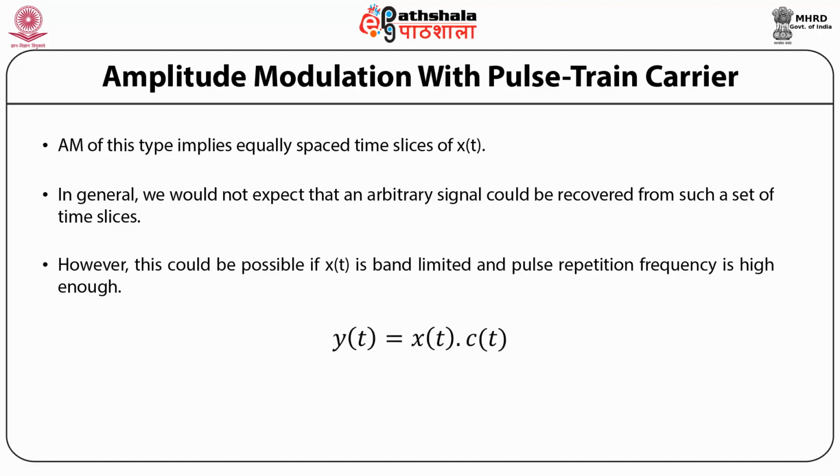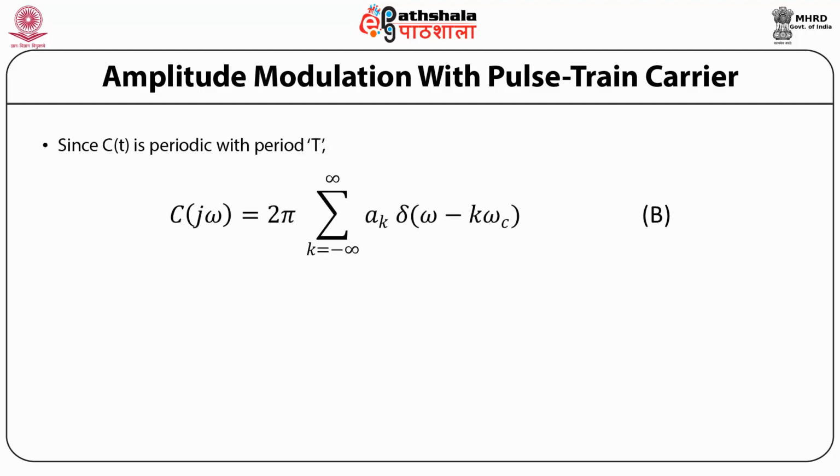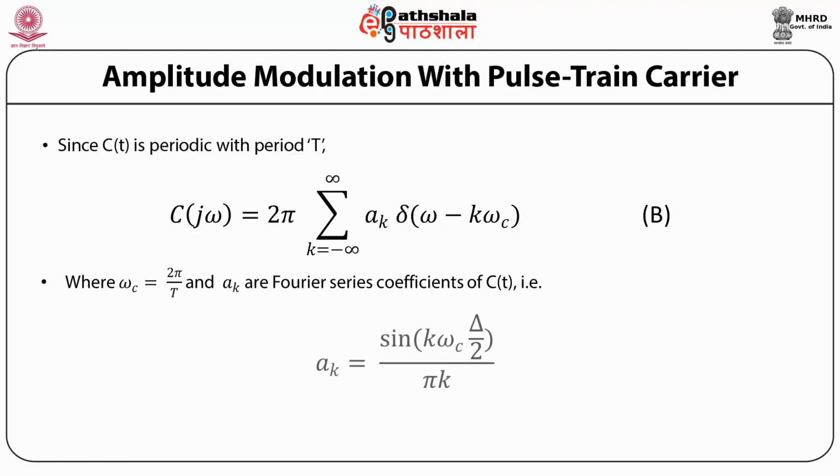y(t) equal to x(t)c(t), which implies, taking the Fourier transform, Y(jω) equal to 1 by 2π X(jω) star C(jω). Since c(t) is periodic with period T, we can write C(jω) equal to 2π summation k equal to minus infinity to infinity a_k δ(ω minus kω_c), where ω_c is 2π by T and a_k are the Fourier series coefficients of c(t), that is a_k equal to sine of kω_cΔ/2 divided by πk. So here C(jω) consists of impulses in frequency spaced by 2π by T.